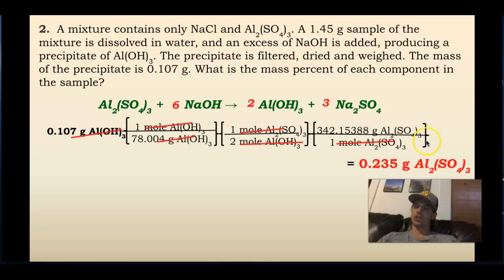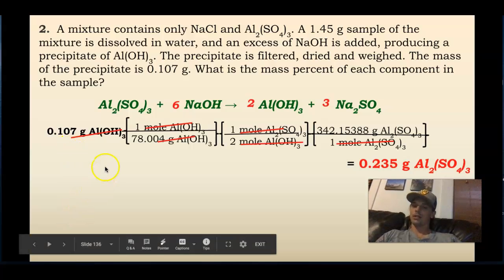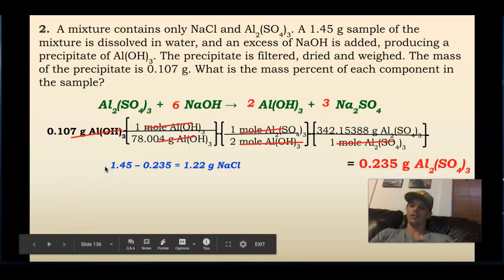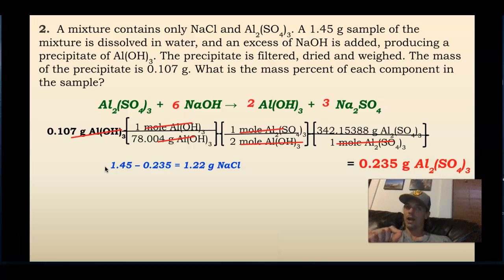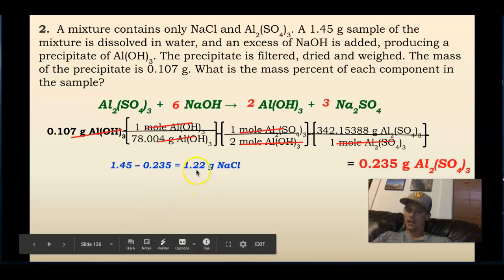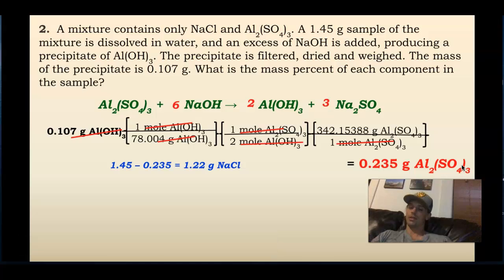Well, what was my mixture? Again, it started as 1.45 grams. Well, I know that in it there must have been 0.235 grams of aluminum sulfate, which was completely used up to produce this precipitate. So what part was sodium chloride? Well, I would just subtract. The total was 1.45. I know that of that 1.45, 1.22 grams was sodium chloride. This is my mass of sodium chloride in the mixture. This is my mass of aluminum sulfate in the mixture.